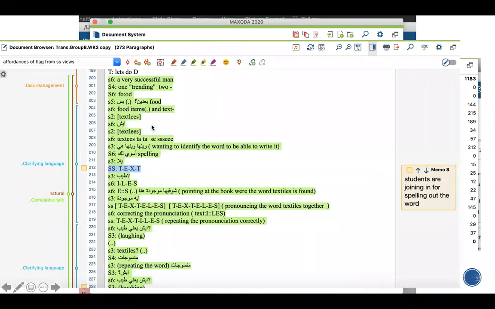So as you can see, S6 starts with "very successful man," and then S5 in line 2003 says "best, but then food." I look at the functions of translanguaging as an episode. So as you see, I label it for task management, clarifying language. This is part of natural translanguaging, communicative talk, clarifying language.